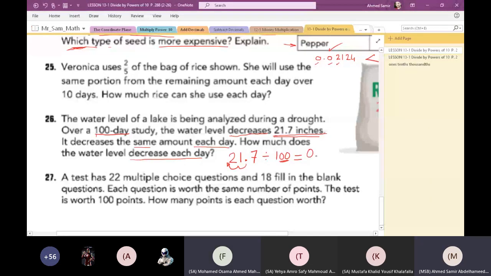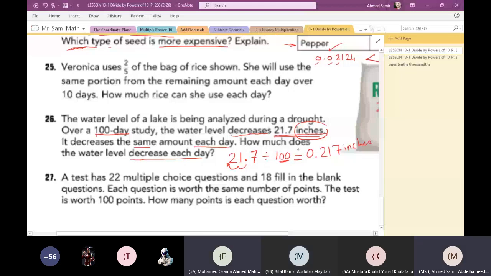Yes. 0 point... 0 point what? 217. That's it. Yes. And what's the unit for that? We don't forget the units. Inches. Excellent job.